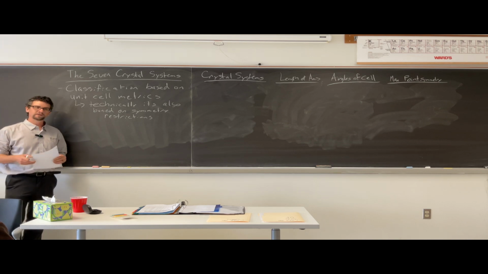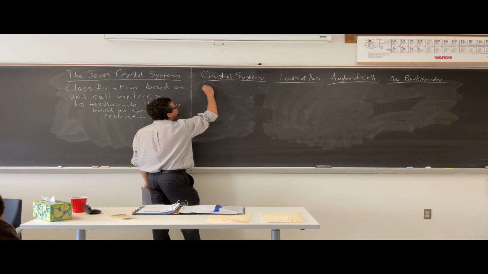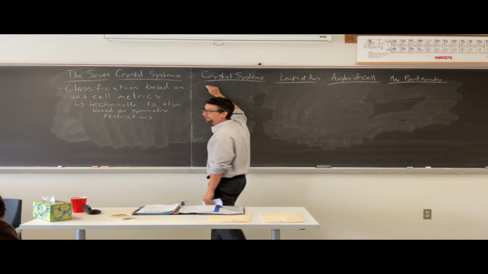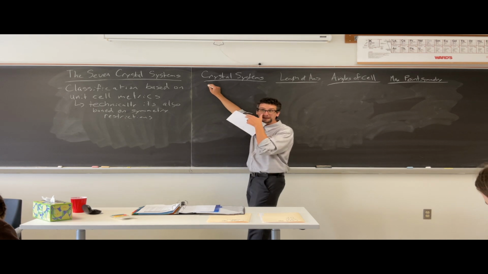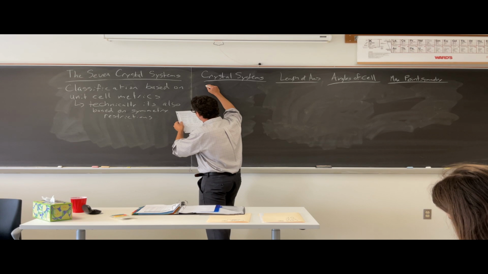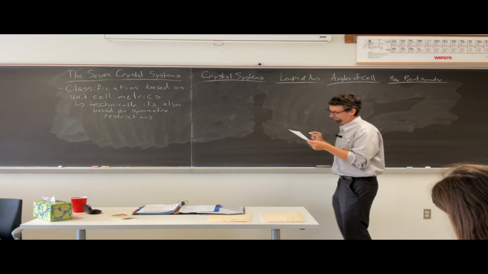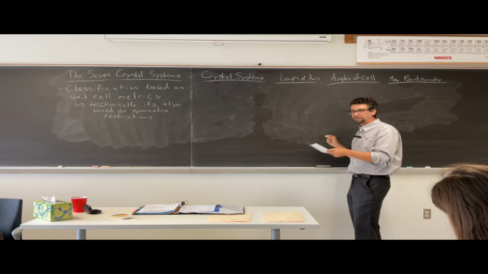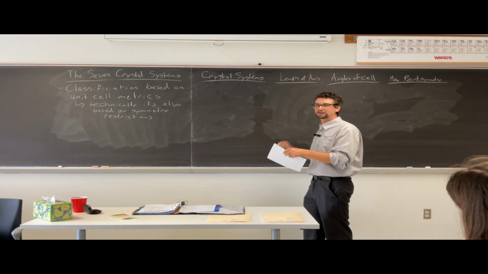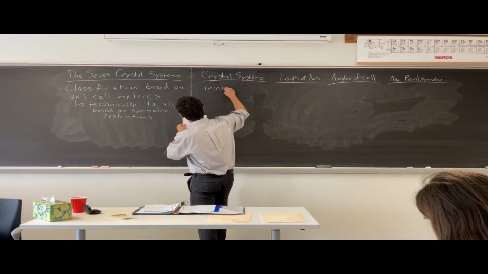Okay, so what are the 7 crystal systems that we have? I want to name them all, and I want you to know those names too. We're going to start with triclinic and go to monoclinic, and we'll follow a pattern that way. So we've got triclinic.